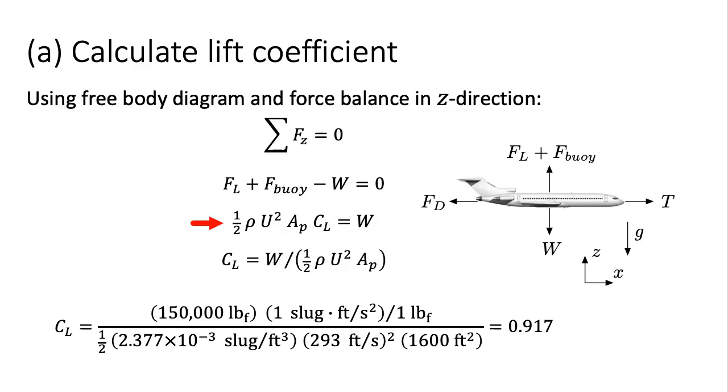Substituting in our definition for lift in terms of the lift coefficient based on the planform area, defined as the maximum projected area of the wings, we solve for a lift coefficient of 0.917. This is a typical value for modern aircraft.